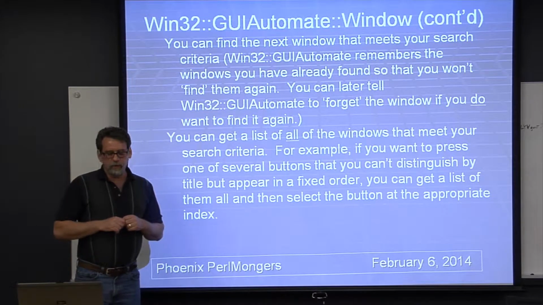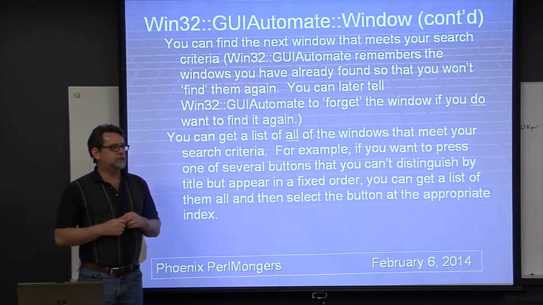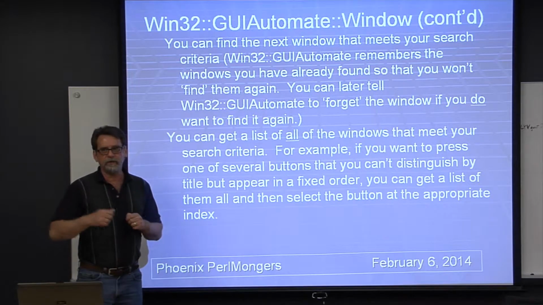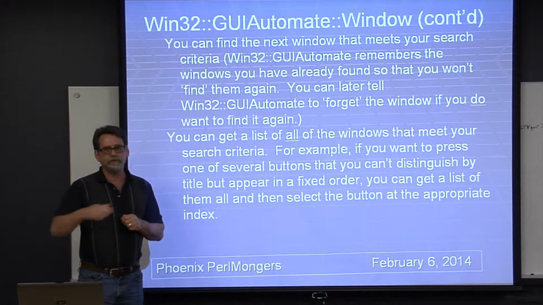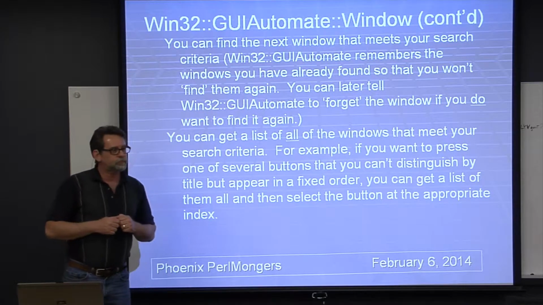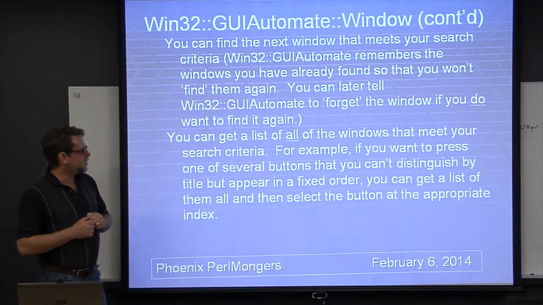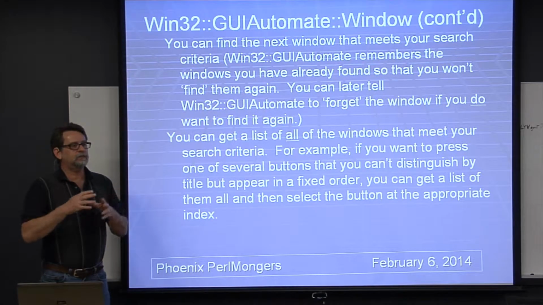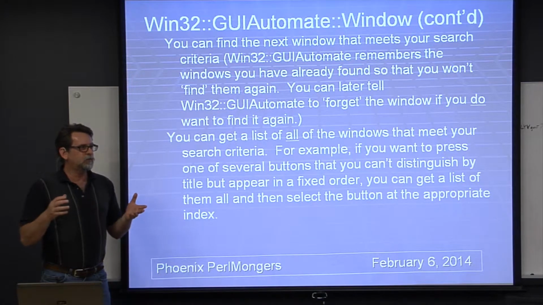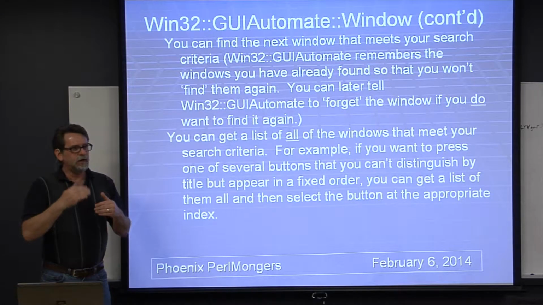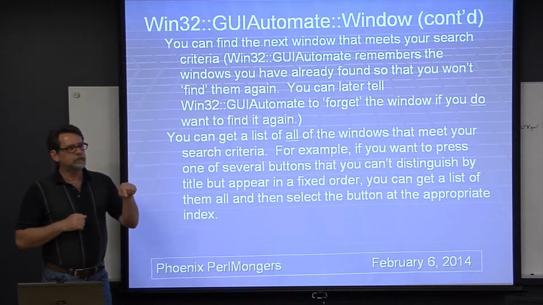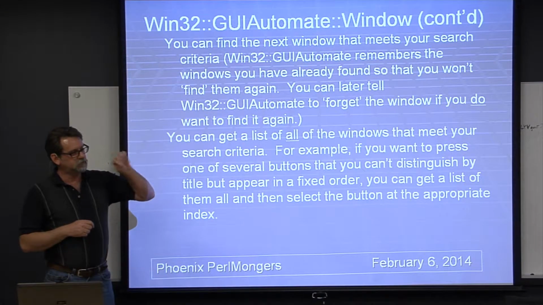You can also request a list of all the windows that meet that. You can call this function in scalar or list mode. Scalar returns the next one that it hasn't already found. List returns every single one that it finds. That list is useful if you have, say, a bunch of checkboxes with no title, so you have no way of picking one by title, but you know that the one you want is the third of the 7. Then you can get all 7 of them, and just click the third one.